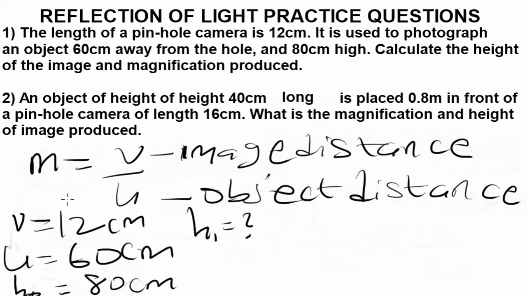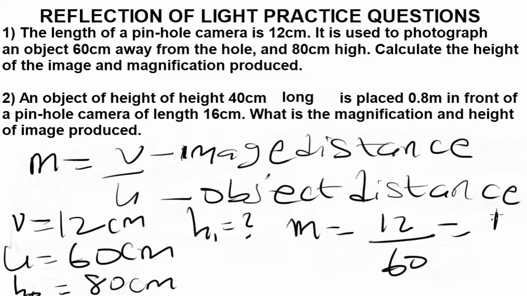To do that, just substitute the values for V and U respectively. Magnification M equals V, 12, over 60. When we divide 12 by 60, we have 0.2. You can either leave it as 1 over 5 or 0.2. That will be the answer. Magnification does not have a unit. So that's it for magnification.